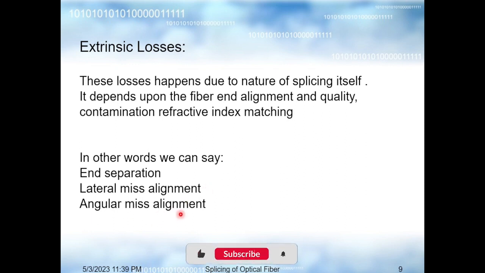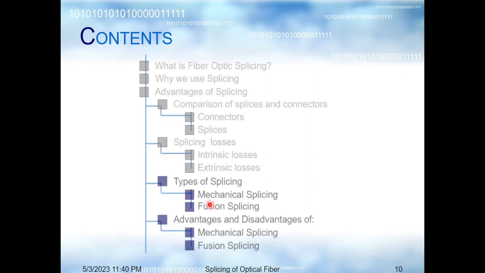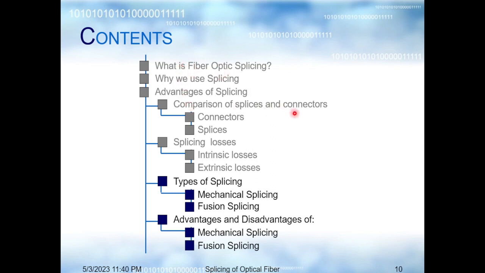We can say end separation: we are not connecting both ends of the splice together in a proper manner. Lateral misalignment: the alignment is not good between the two cores of the fiber optic. Angular mismatch: the angles of both fiber optic cores are not aligned, due to which the losses will occur.